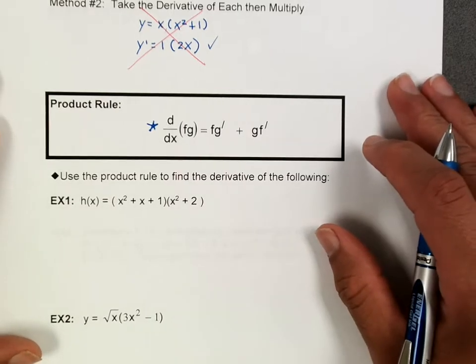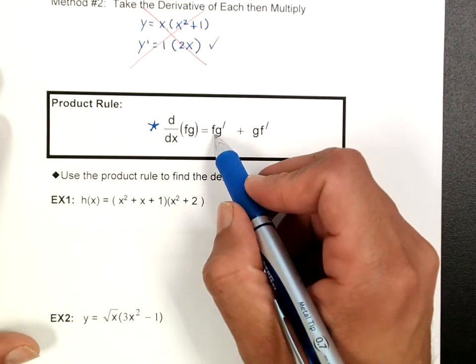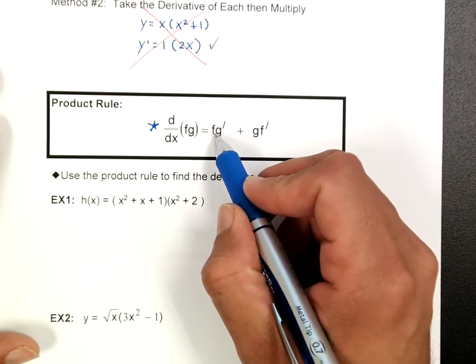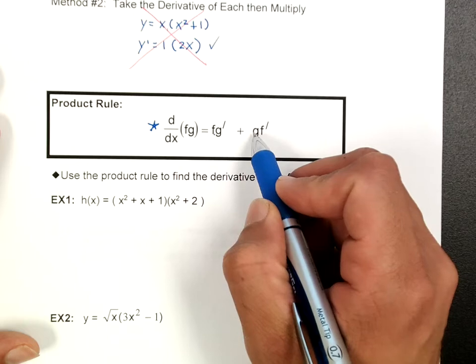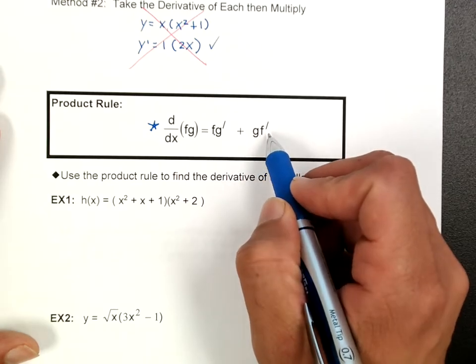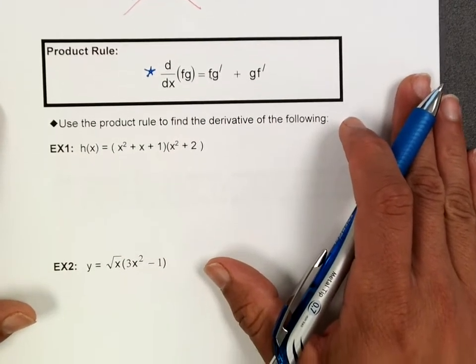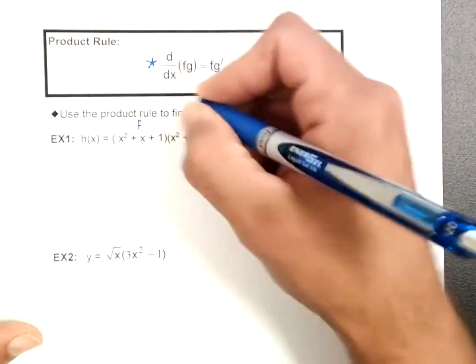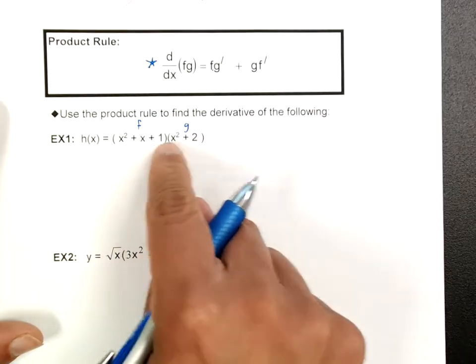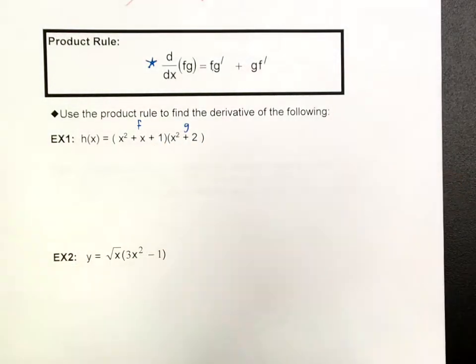Okay, so to use this, you're going to write the first function times the derivative of the second function, plus the second function times the derivative of the first. Okay? Now, let's use an example so this hopefully will make sense. Let's say that this is f and this is g. Notice that you have two separate functions that are being multiplied together.